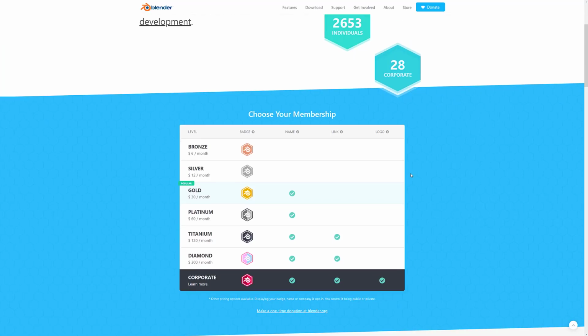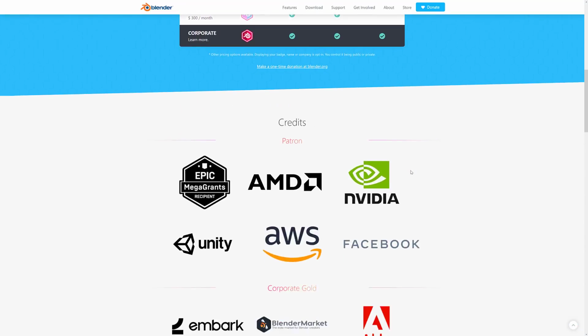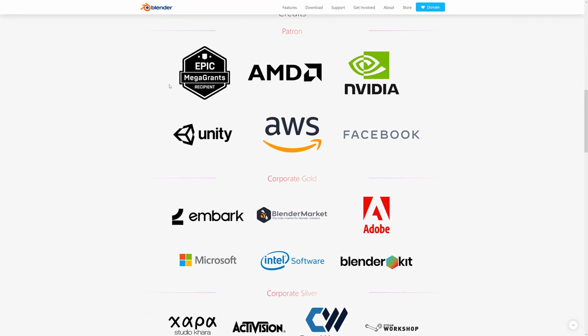Now, what we heard today is that Apple joined at the patron level. So what does that mean? Well, that means they're joining the likes of Epic Games, who gave them a grant of $1.2 million just flat out over a number of years, AMD, NVIDIA, Unity, Amazon Web Services, and Facebook. So again, if corporate masters were going to take over Blender, it would have happened a long time ago.